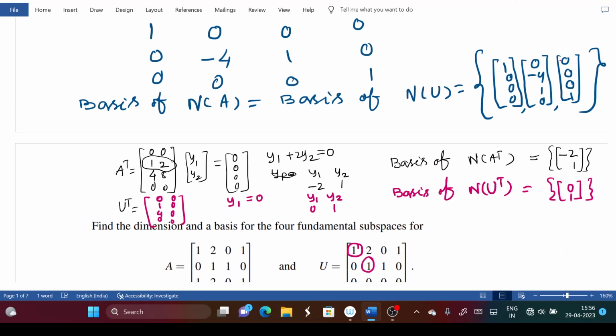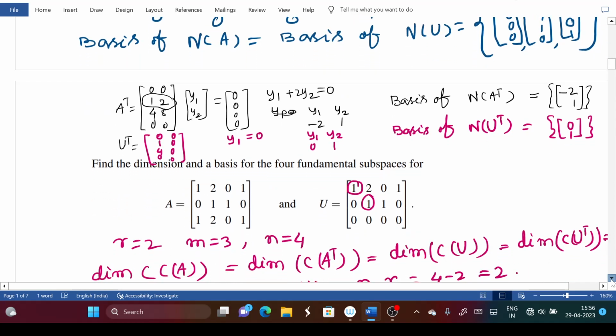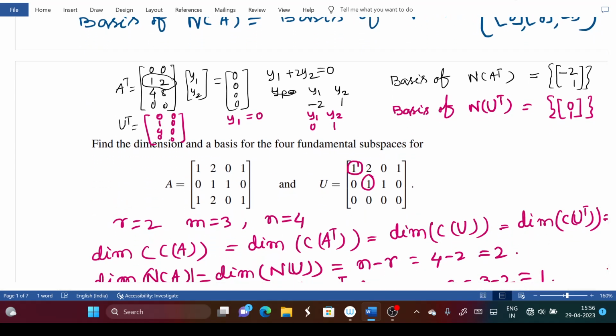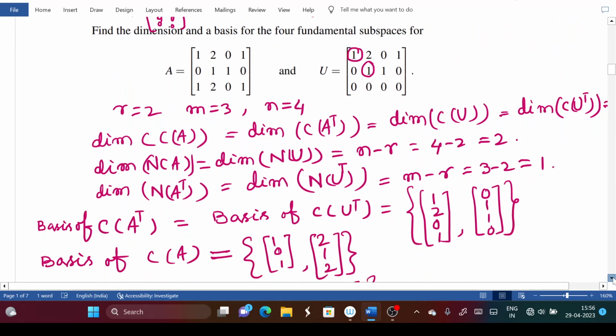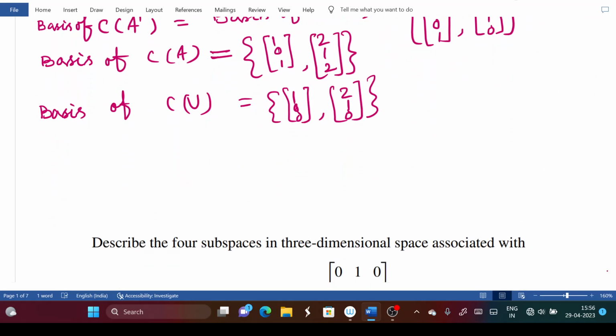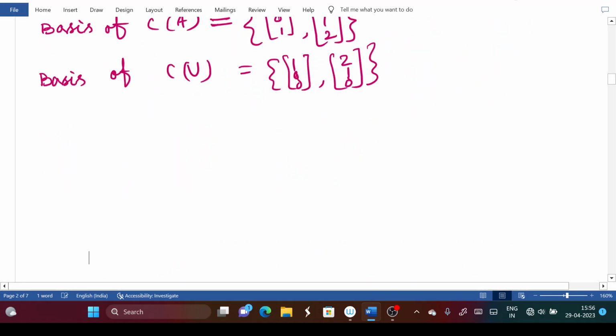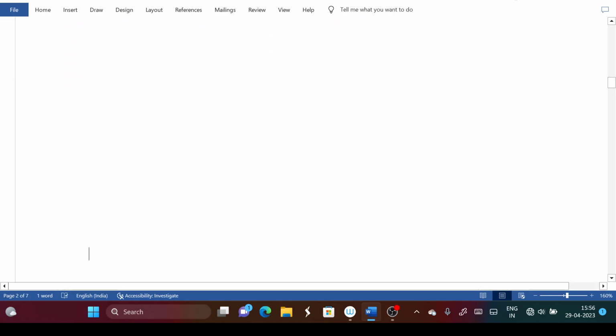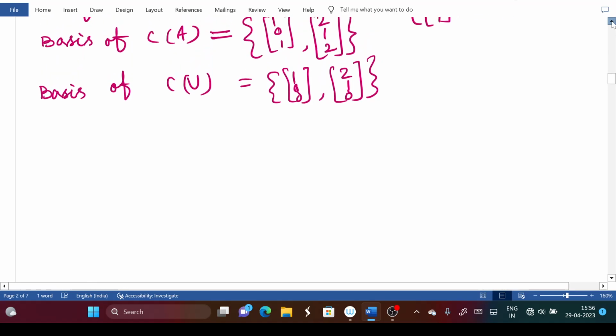No, it is only previous questions. So here now we'll go for the basis of null space. Now let us write down what is our vector.